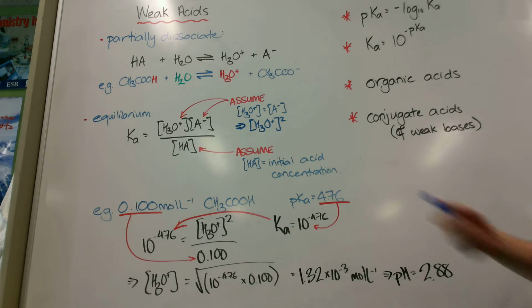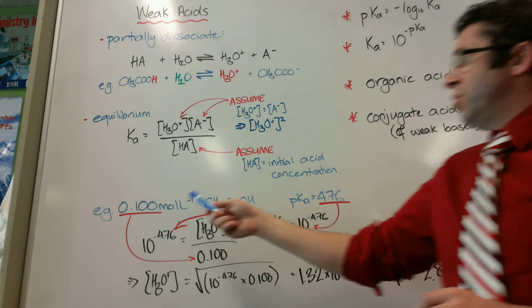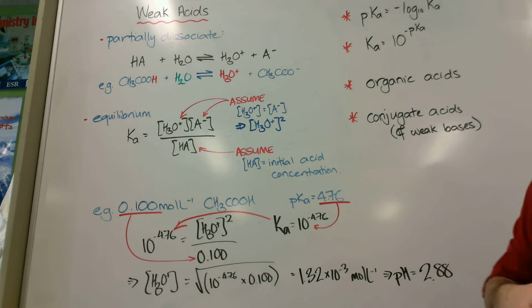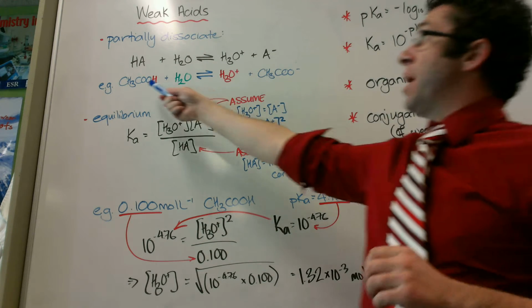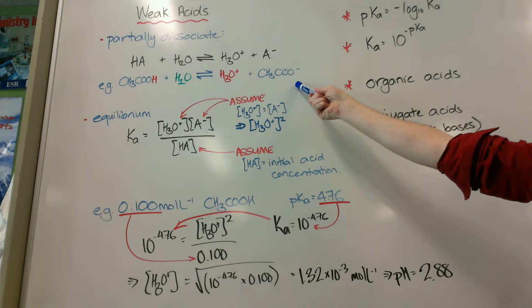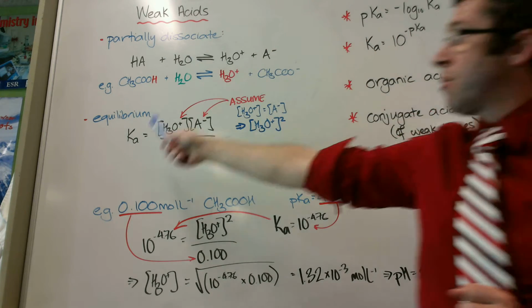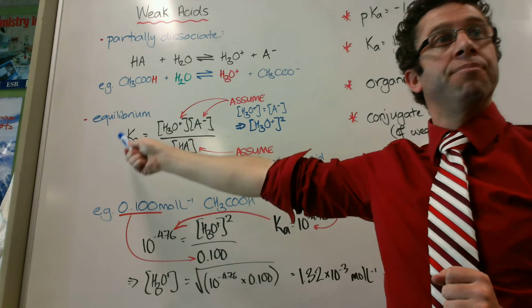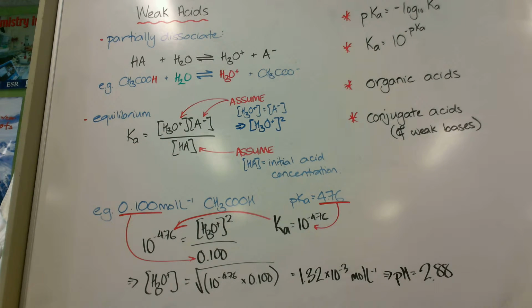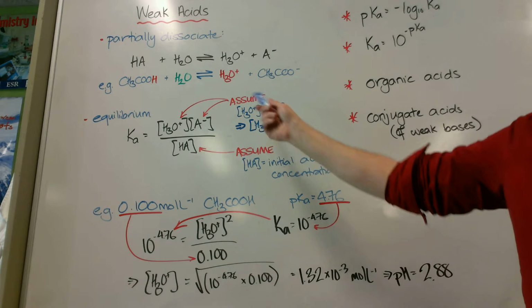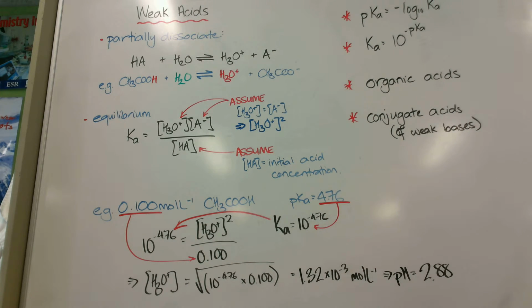So let's have a look at this example here. I've got 0.100 moles per litre of ethanoic acid, and I'm given a pKa of 4.76. I hope that's correct. I didn't look that one up actually. So there are a couple of steps to do. My first step would be to write the balanced equation. Then from the balanced equation, I would write my Ka expression. So those would be my first two steps. I would then rewrite my Ka expression with numbers where I can put them in.